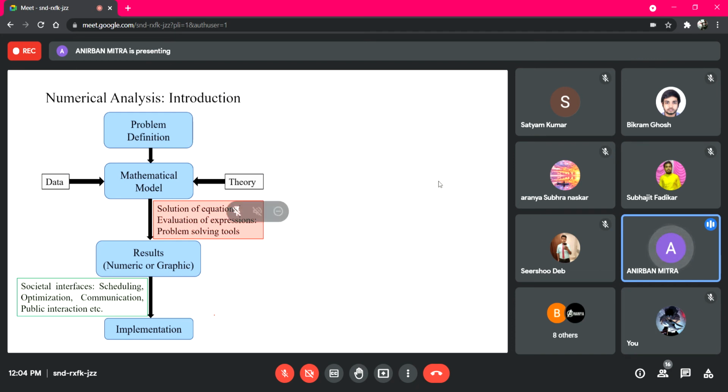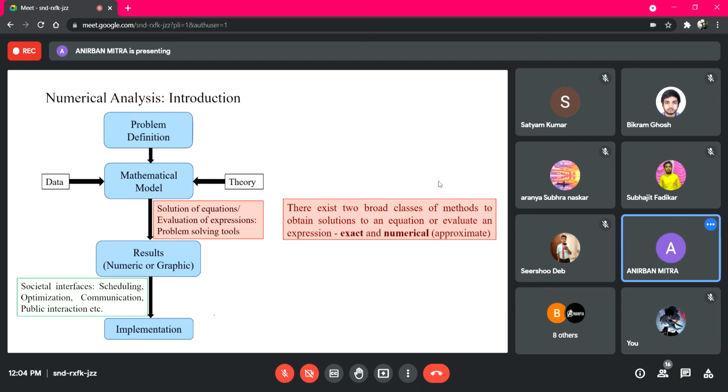What we were talking about is the solution or evaluation of mathematical equations or expressions. There exist two broad classes of methods to obtain solutions to an equation or evaluate an expression. We have already probably indirectly alluded to that: there are exact methods and there are approximate methods. These approximate methods are the ones that we are interested in this course, and these are the numerical methods.